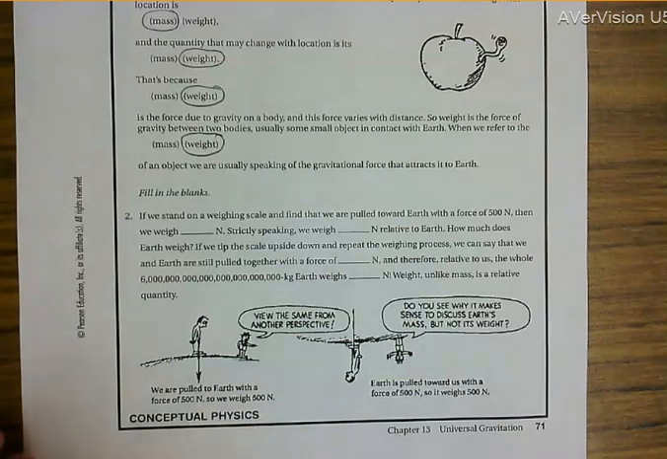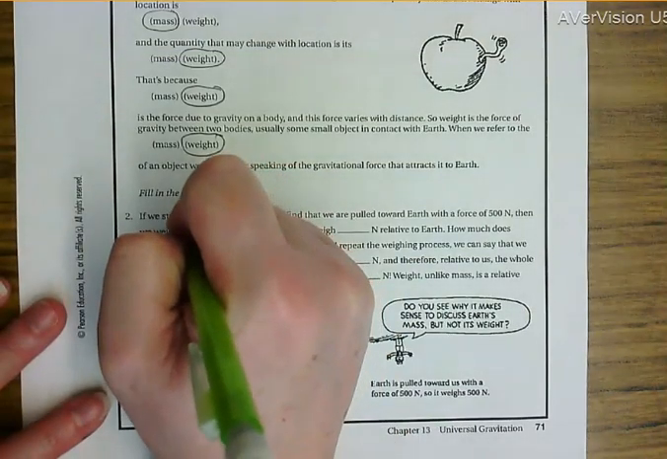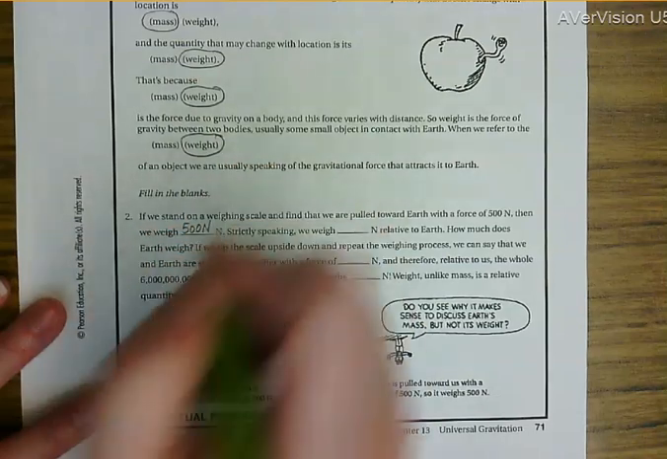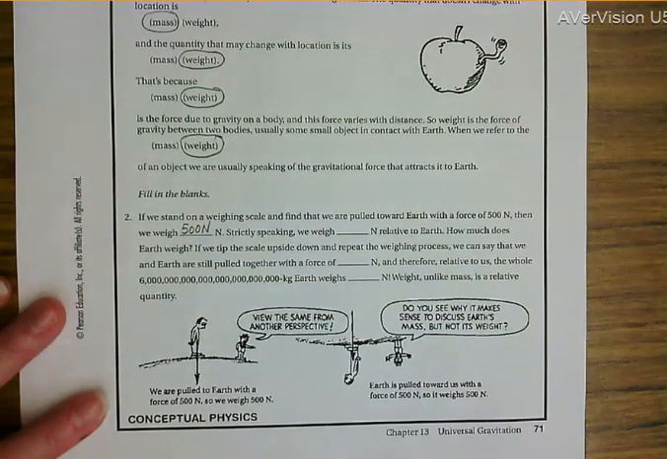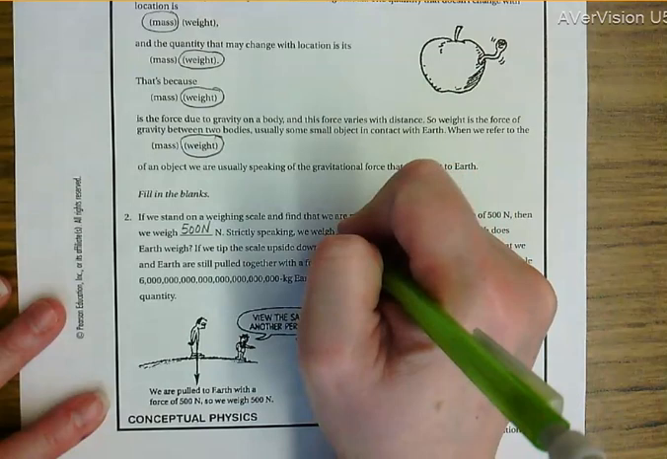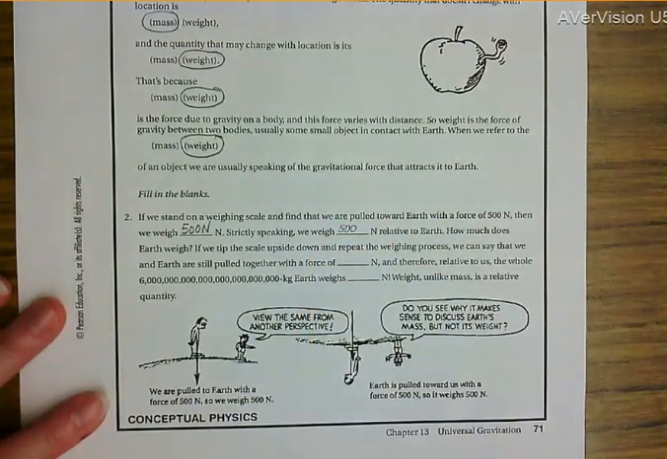If we stand on a weighing scale and find that we are pulled toward Earth with a force of 500 newtons, then we weigh 500 newtons. Strictly speaking, we weigh 500 newtons relative to the Earth. How much does Earth weigh?